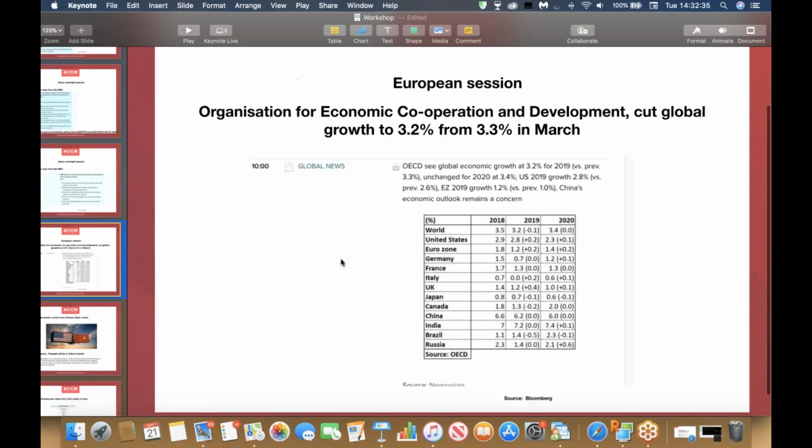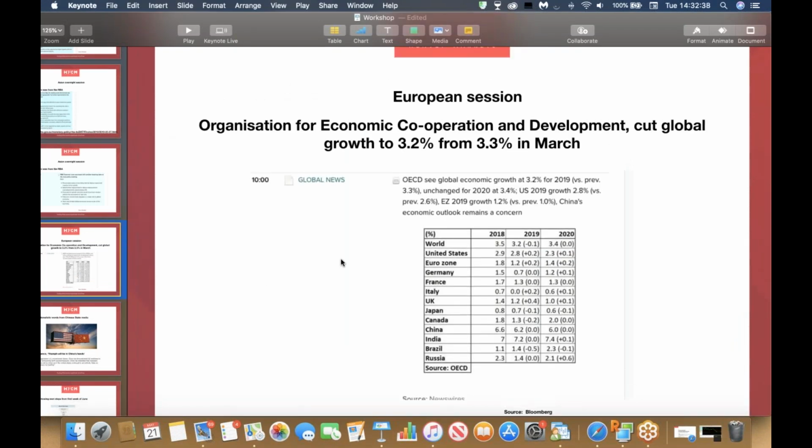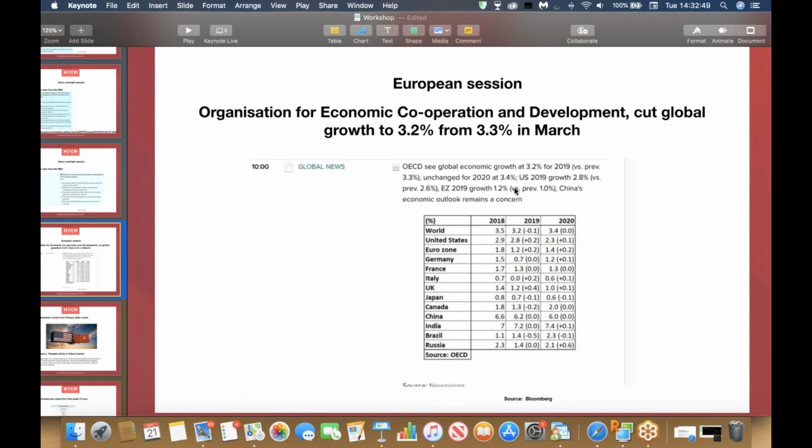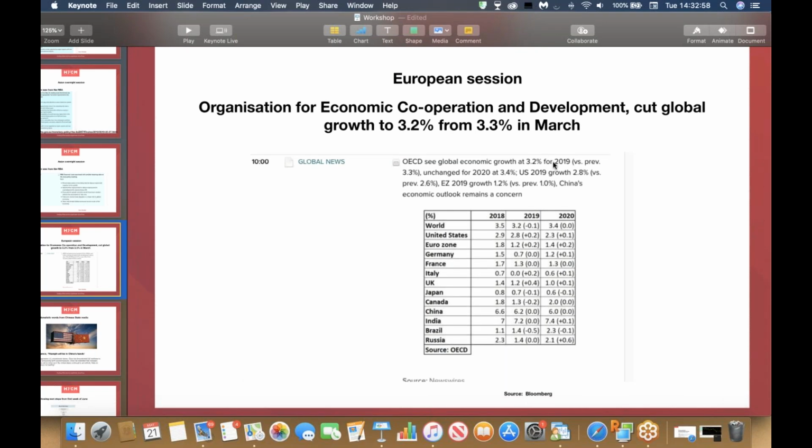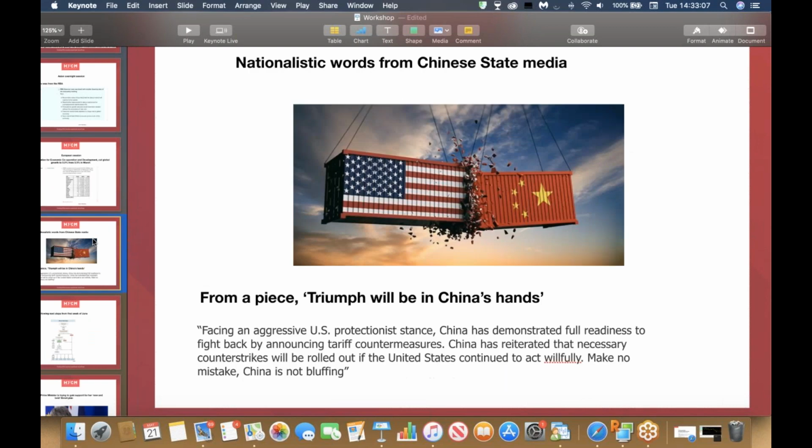Now, during the European session, we had the OECD, the Organization for Economic Cooperation and Development. They cut global growth to 3.2% from 3.3% in March. Now, not a major downgrade, but again, it's significant because what the market is trying to anticipate is, will there be a slowdown in global growth? They're saying there's a slight slowdown from 3.3% to 3.2%. So we are seeing that slowdown.